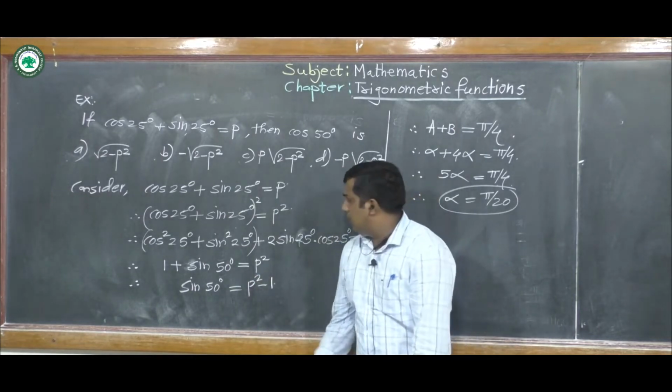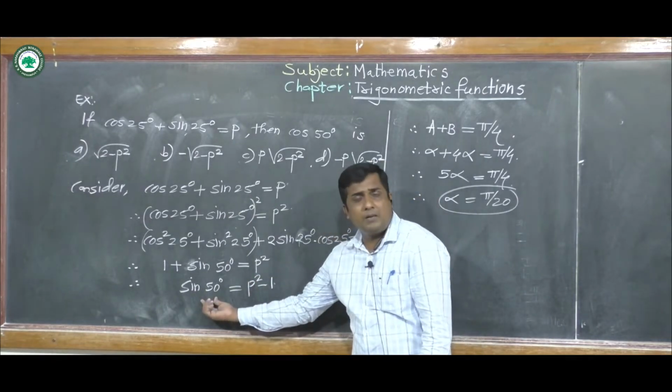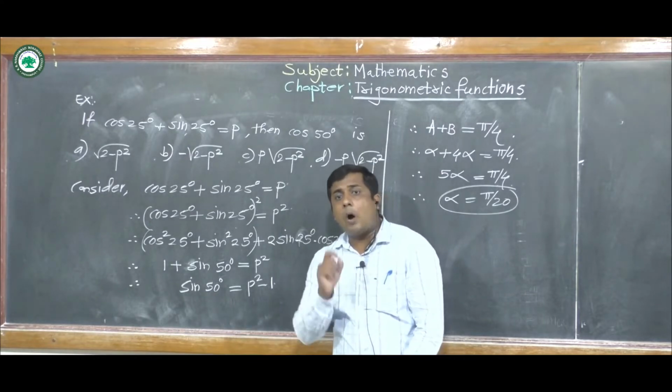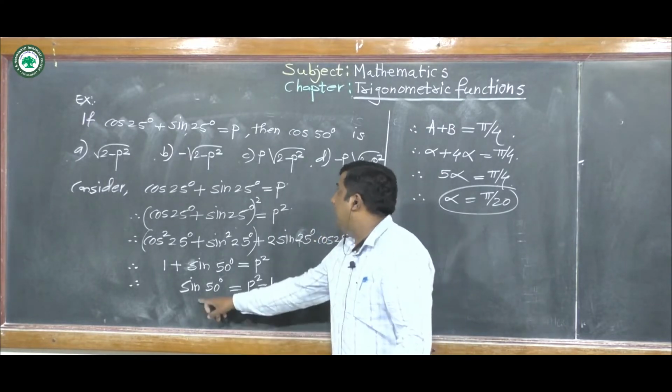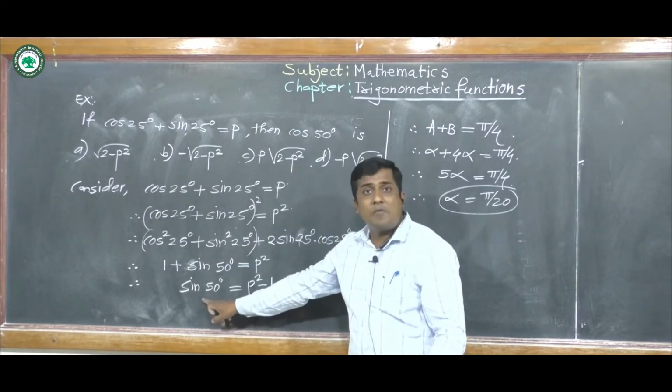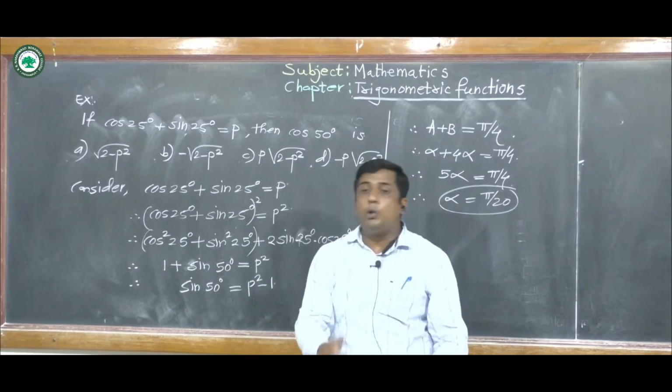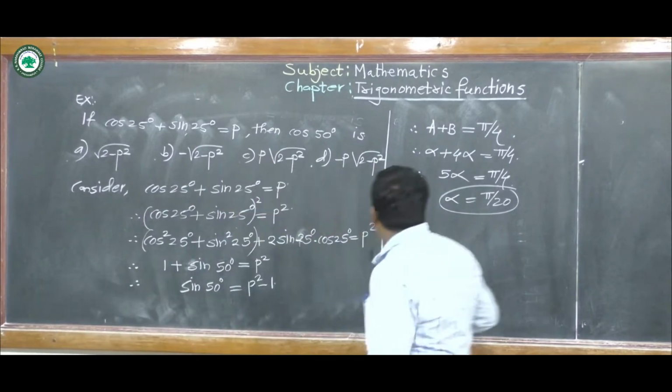Now we know here sine 50 degree is given. If it is given, we know how to find the cos of 50 degree. Again, to find the value, we consider the fundamental identity.